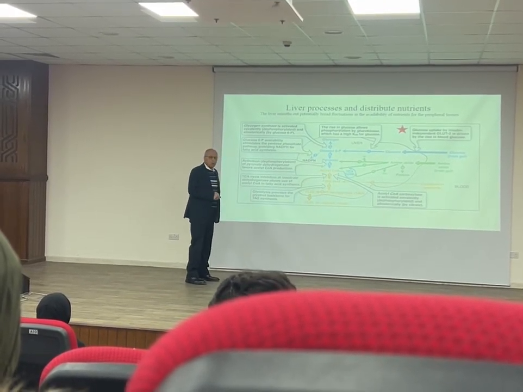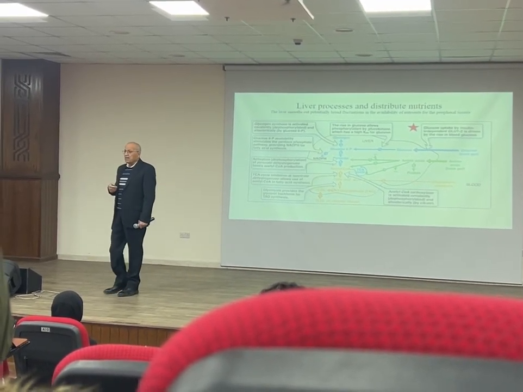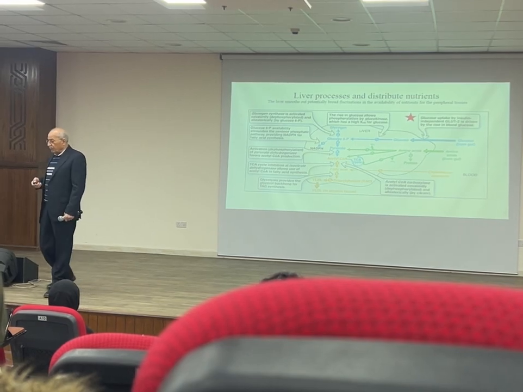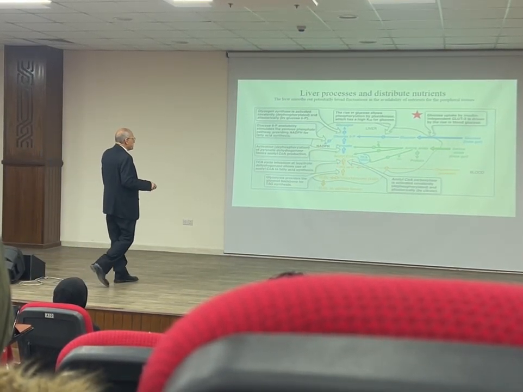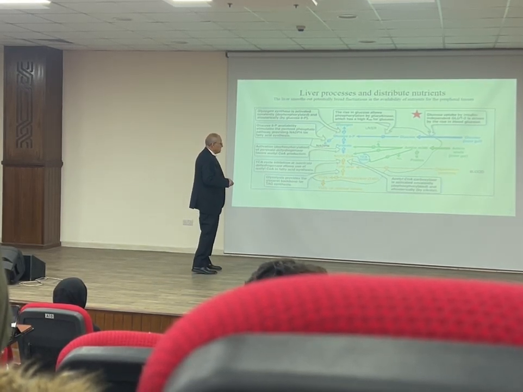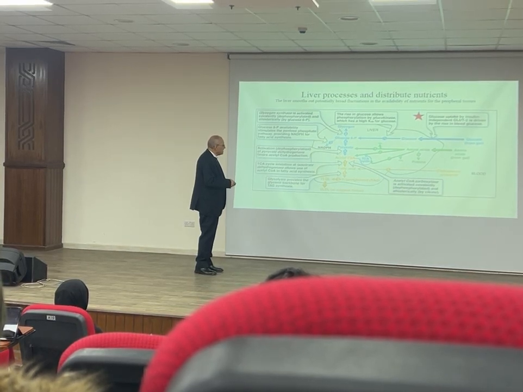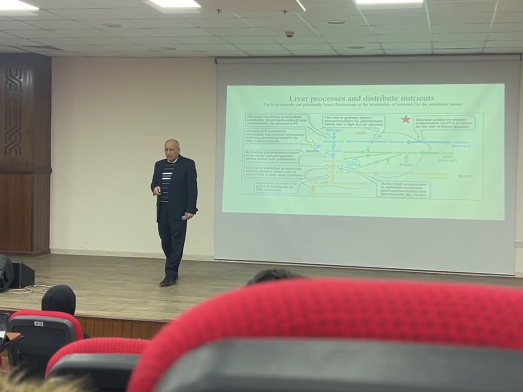Now we have an excess of acetyl-CoA, and these are precursors for fatty acid biosynthesis. So fatty acids will be synthesized in the liver from acetyl-CoA. What are the enzymes involved here?